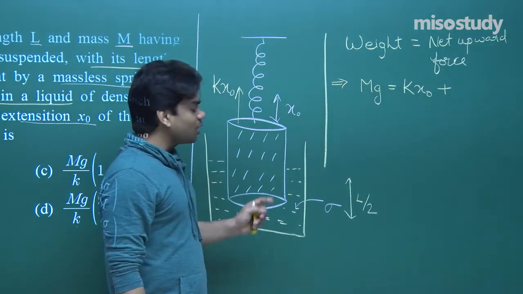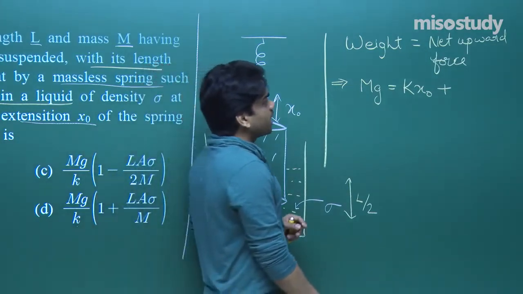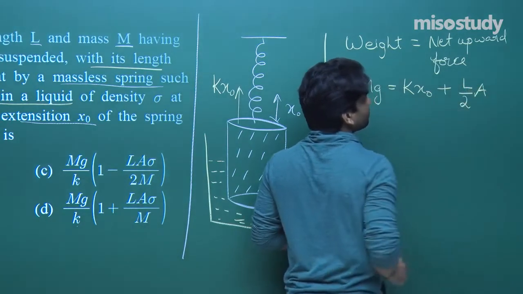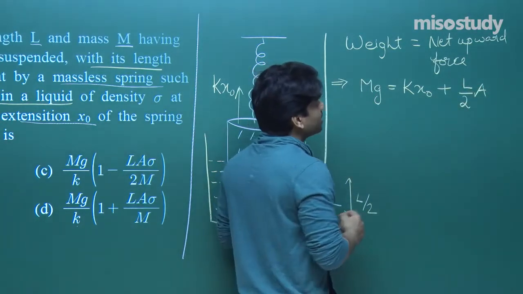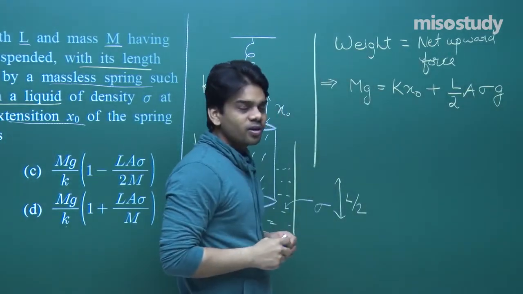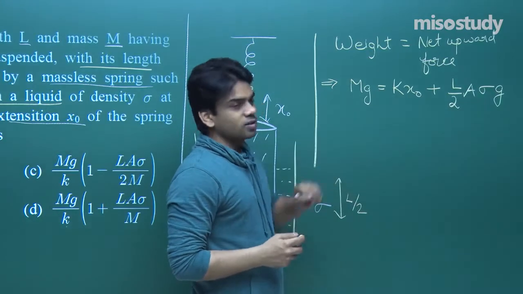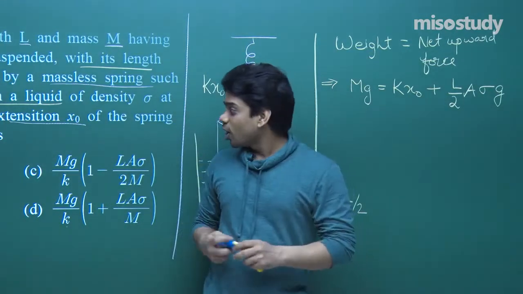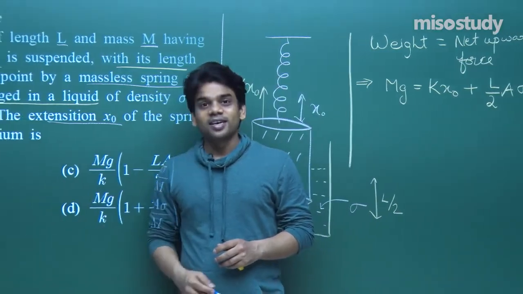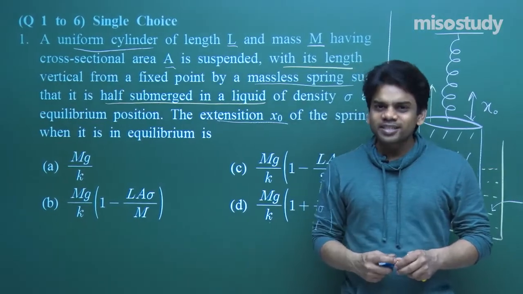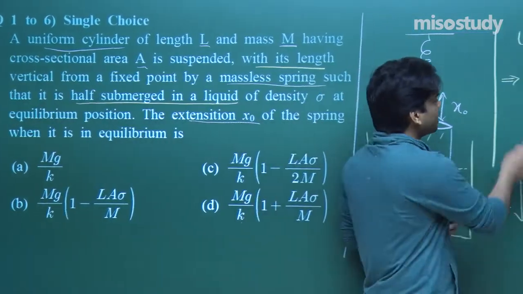Buoyant force is acting only due to half volume, that will be equal to L by 2, length multiplied with area, that will give you volume, into density, that is sigma, into gravity, that is g. We need to find out the value of x naught. So for this, what we need to do? Now again, you check the option, which option is going to match. Everywhere it's given in terms where m is divided here. Let's try to approach kx naught.